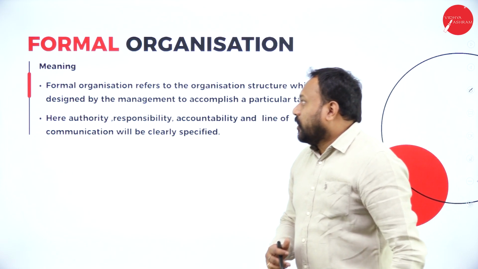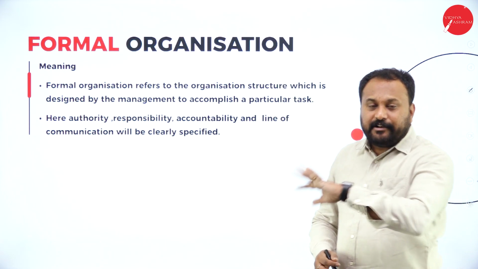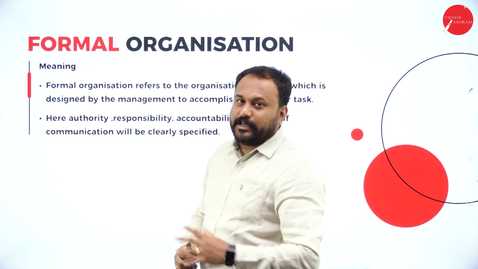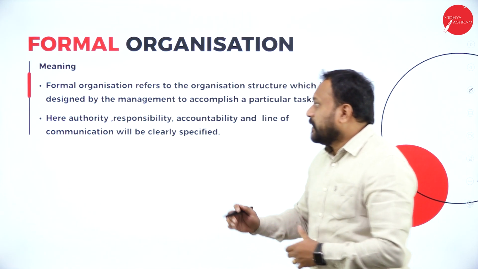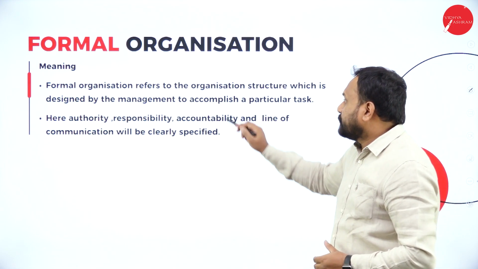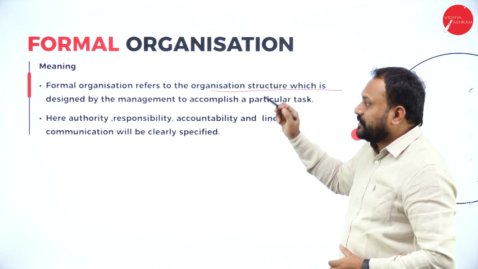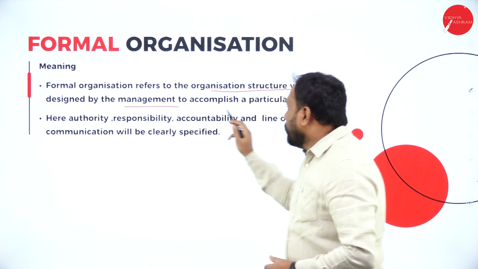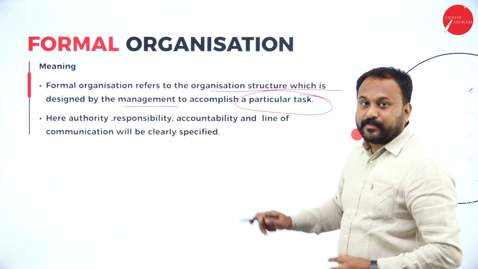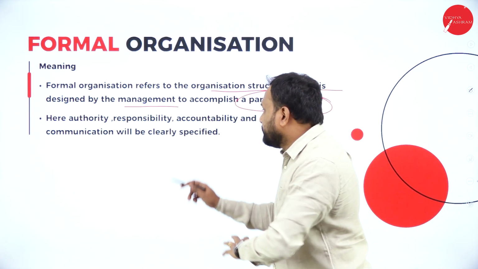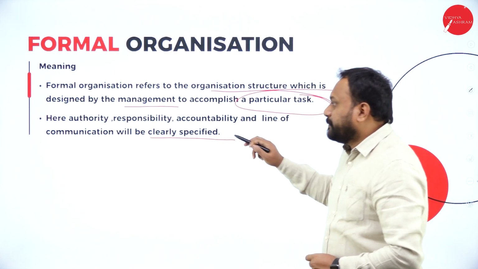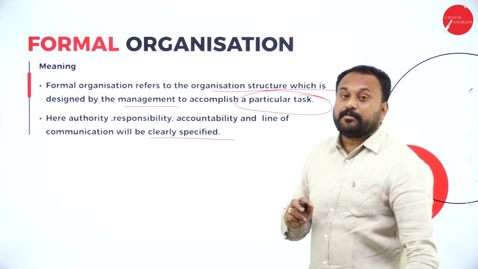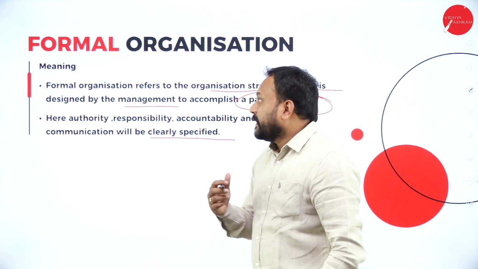The formal organization and informal organization differences are what we are supposed to go through. In the formal organization, what happens is, a formal organization refers to the organization structure which is designed by the management to accomplish a particular task. Here, authority, responsibility, accountability, and the line of communication will be clearly specified. That's why it is called a formal organization.